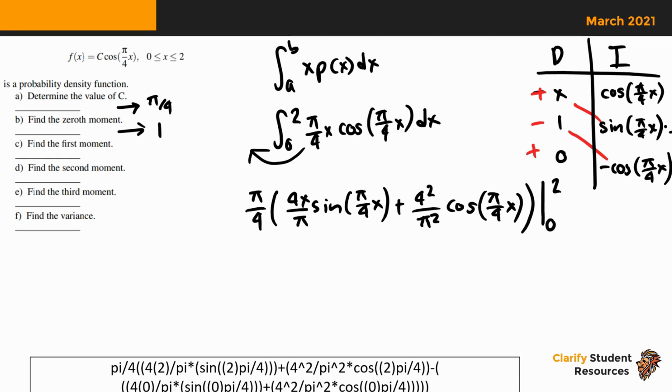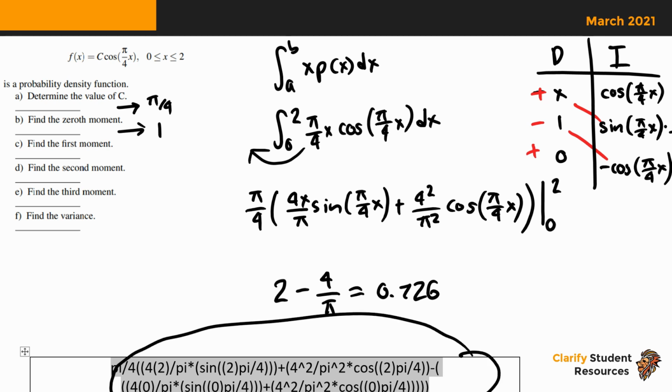So for those of you who wanted to figure out what the algebraic expression for it was, when you end up plugging in everything, you're going to be left with 2 minus 4 over pi, which is equal to 0.726. If you plug in this entire expression to Webwork, you're going to get this as well. Because Webwork is a calculator, we can use it to solve our problems rather than having to algebraically plug it in.